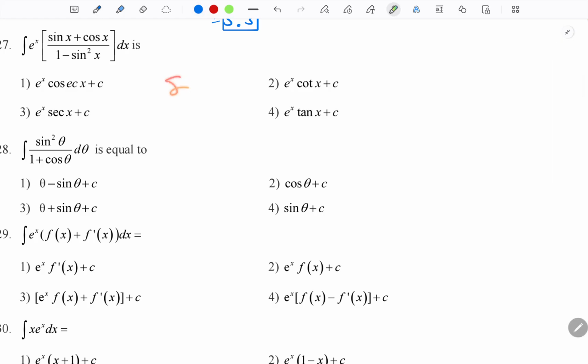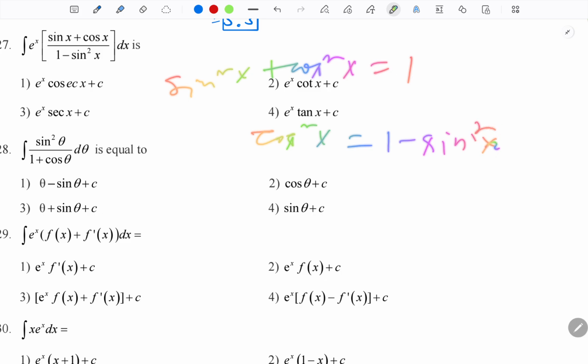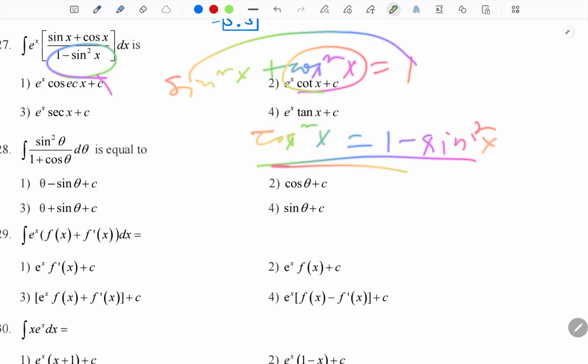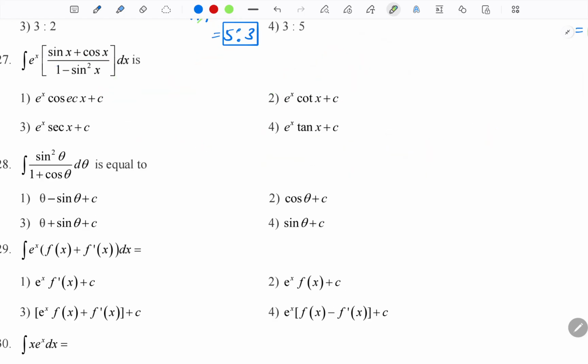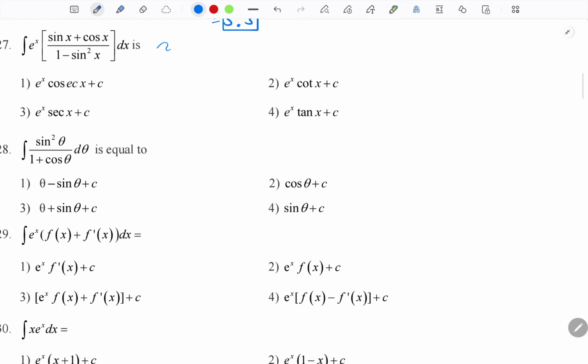We have only one identity, right? Sin square x plus cos square x equals 1. Here, cos square x we can write as 1 minus sin square x, right? If you send that one, we will get cos square x. So what is the denominator value? Cos square x, right? Write this down: equal to integral e power x times (sin x plus cos x) by, what is 1 minus sin square x? Cos square x dx.